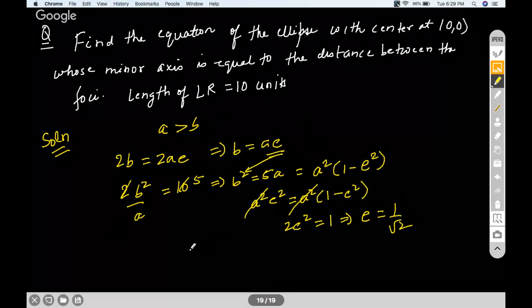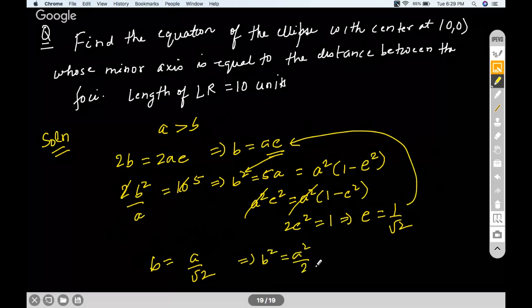And when we substitute it over here, you get B as A by root 2. That means B square is A square by 2. Now B square is also 5A. So 5A is equal to A square by 2, so it implies A is equal to 10.